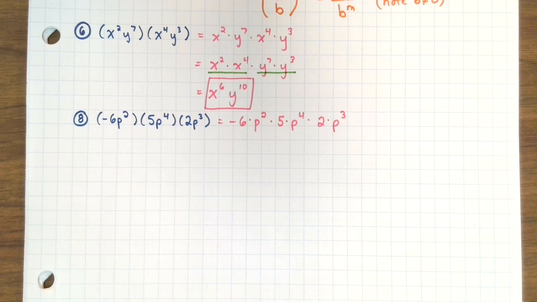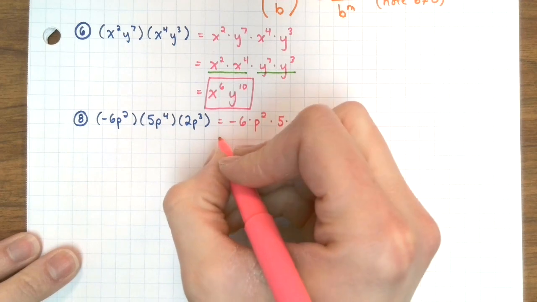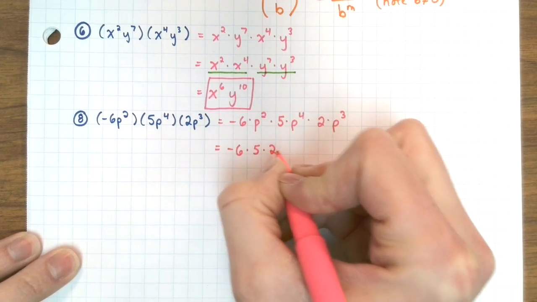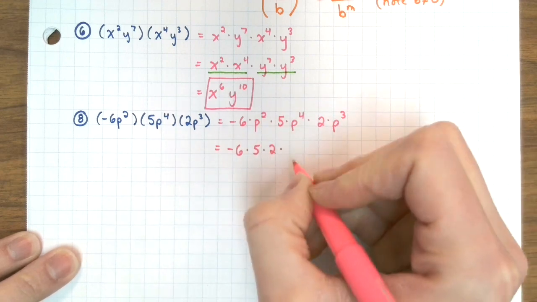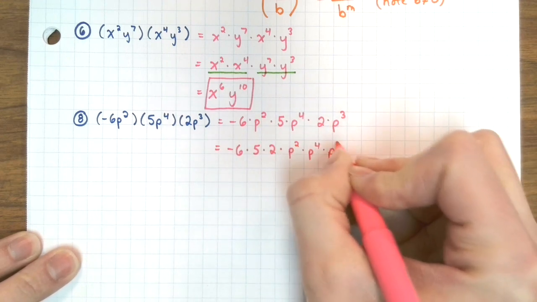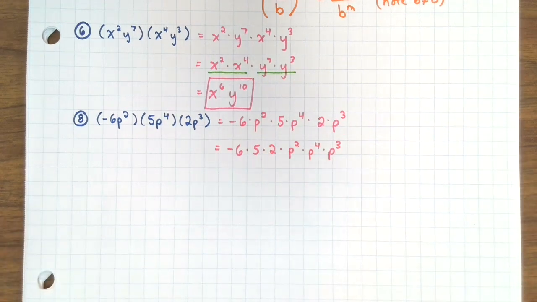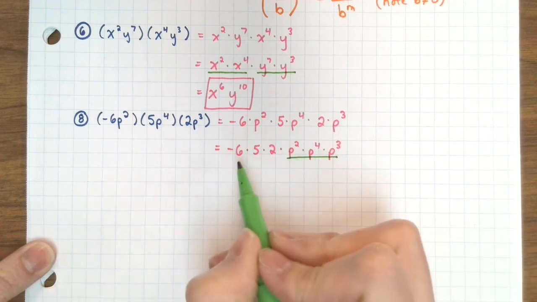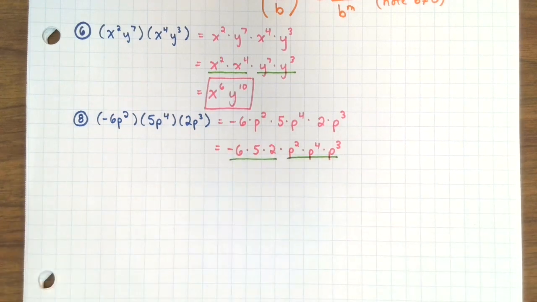So we're going to rewrite this so that all of our constant factors are out front. So we'll have -6 times 5 times 2, and then we'll rewrite all the variable factors, p squared times p to the fourth times p to the third, at the end. Using our product rule, that's going to help us to simplify this part of it. And then this part here with all the constant factors, we just need to multiply those together.